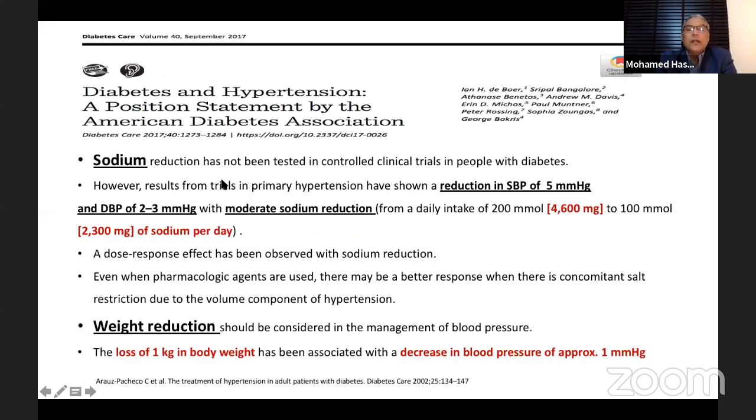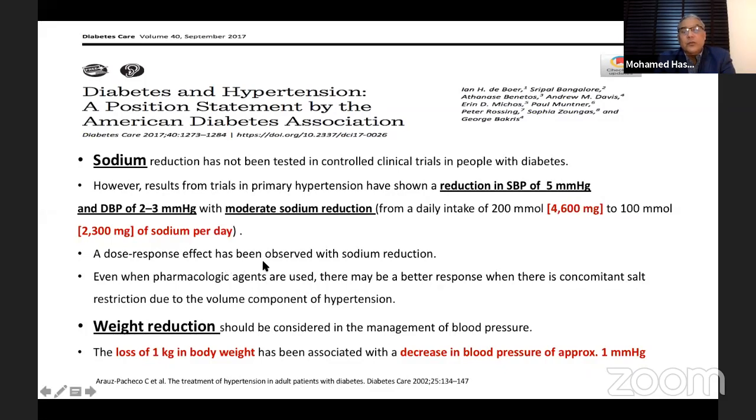When you look into the American Diabetes Association recommendation for hypertension management in their position statement, they specifically say that sodium reduction could reduce systolic blood pressure by 5 millimeters mercury and diastolic by 2 millimeters mercury with a moderate sodium reduction, not excessive, moderate, from an average 4,600 in an average person in the US to the 2,300. Now, as I mentioned earlier, if we want to be ideal, or if the blood pressure is a bit too high, you need to not exceed 1,500.